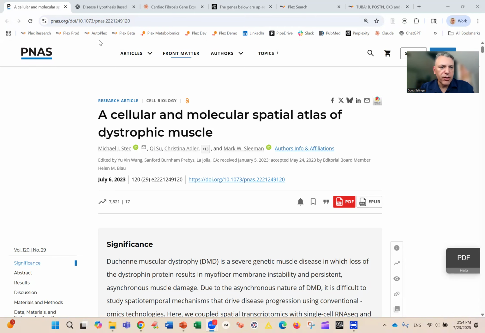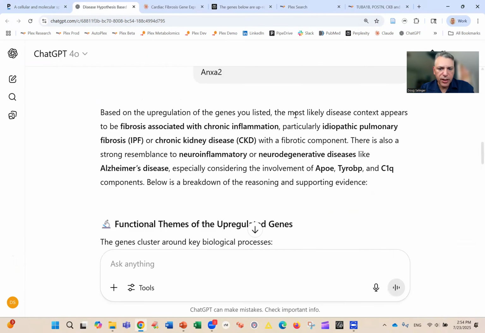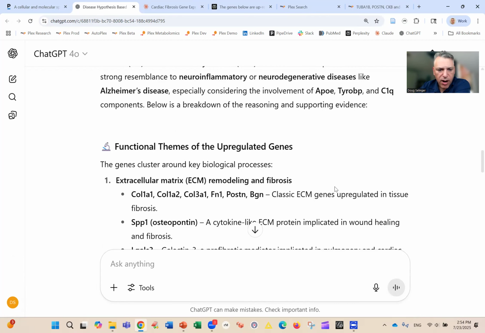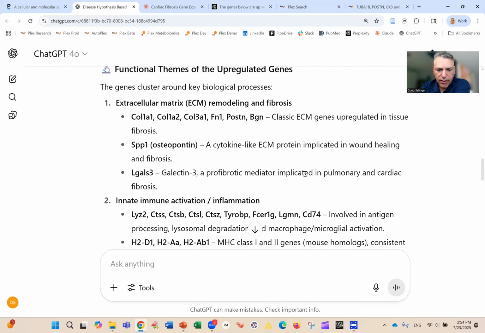And so we're going to go first to ChatGPT here. I gave the same question to all the models, and you'll see that. And here ChatGPT comes up with fibrosis. So fibrosis associated with chronic inflammation. As you go down here, it talks about why, what it found and how it came to this conclusion.